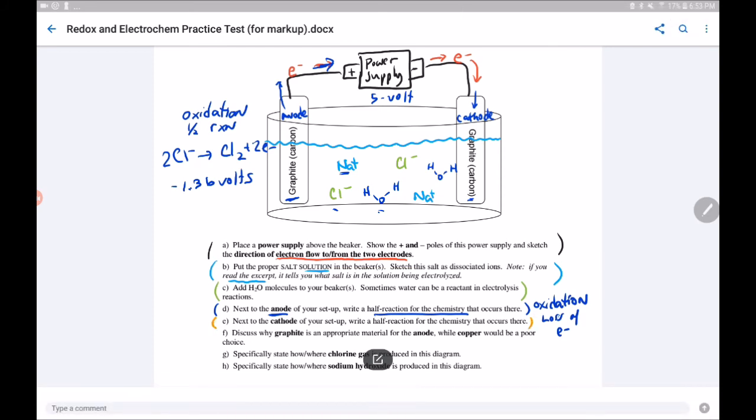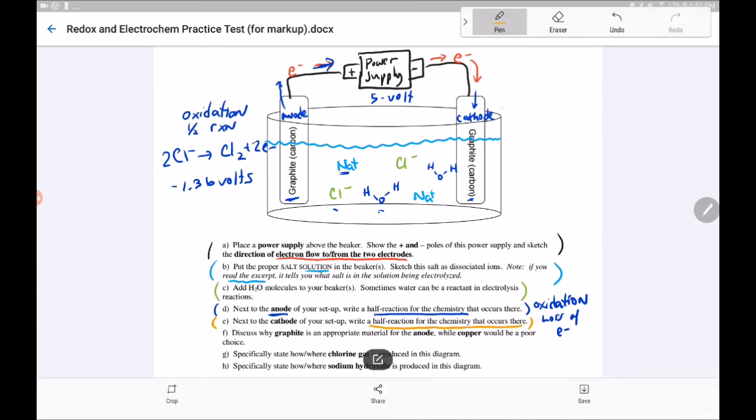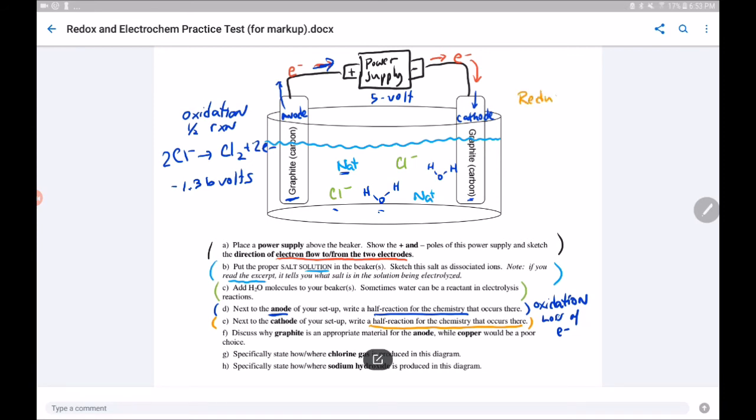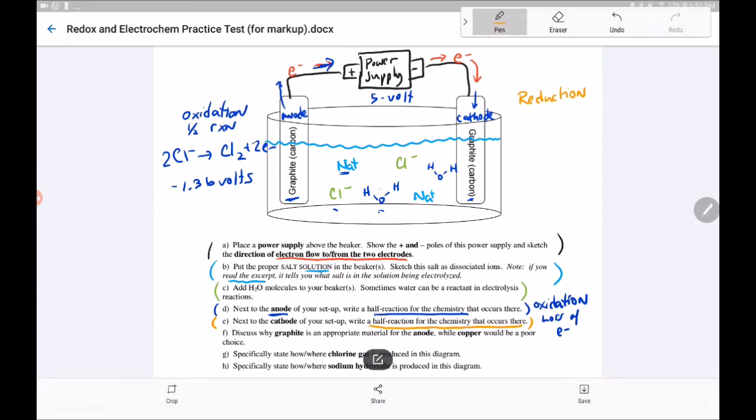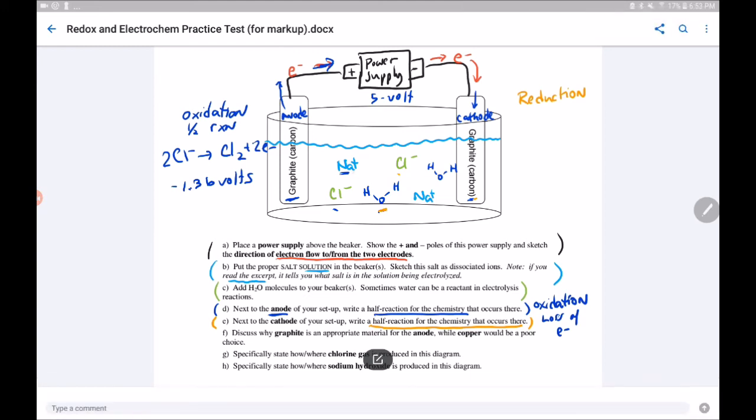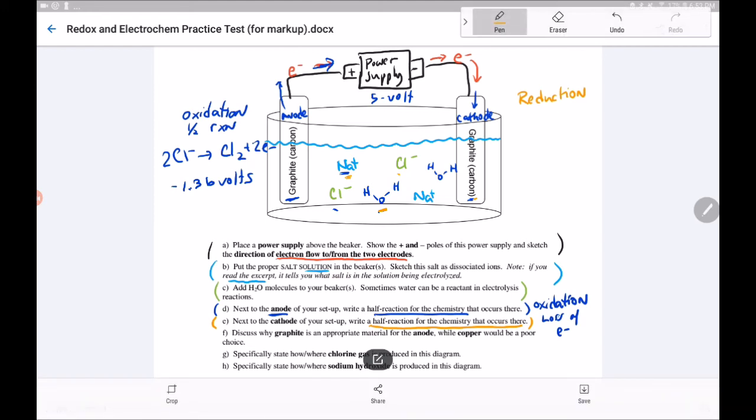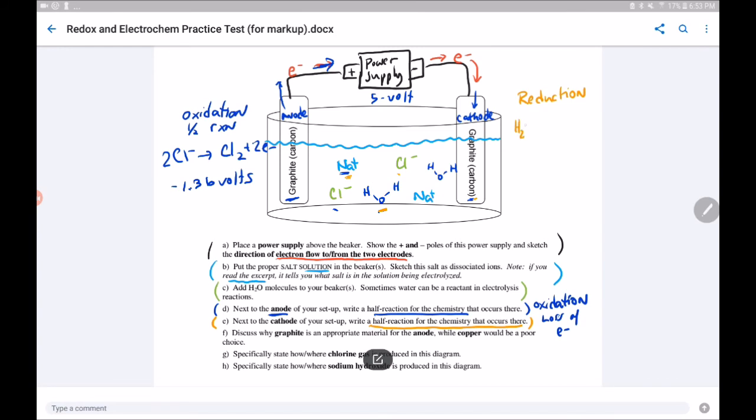Next prompt, next to the cathode, write a half reaction for the chemistry that occurs there. We've already decided cathode is on the right. It is the site of reduction. What can be reduced? Not chloride ion, not the graphite itself. Choices are sodium ion or H2O. Sodium or H2O are capable of being reduced. In this case, the water will be reduced.